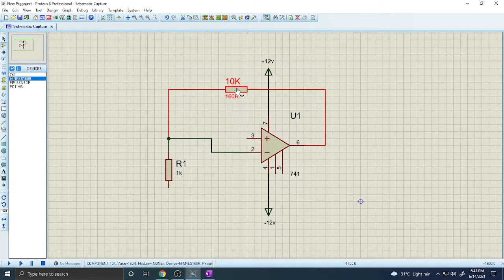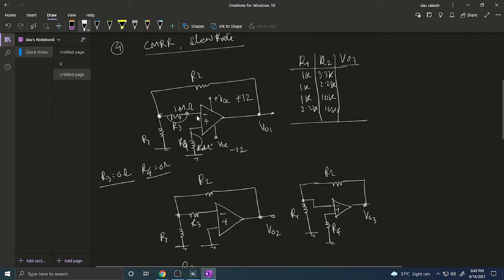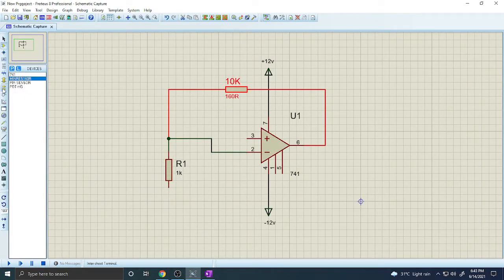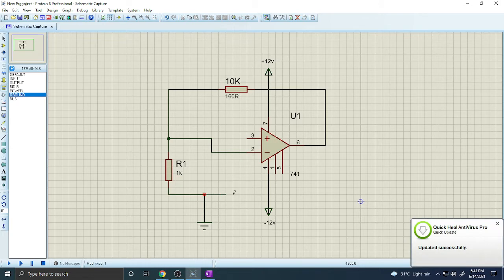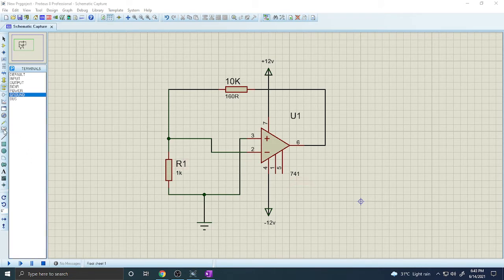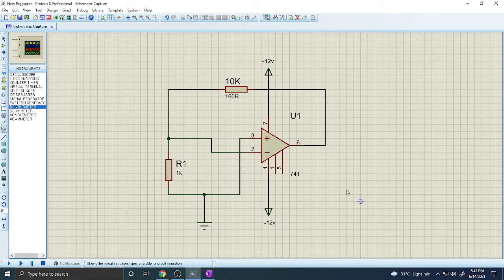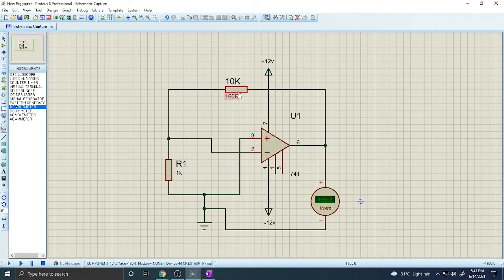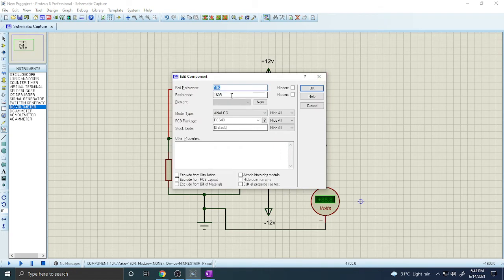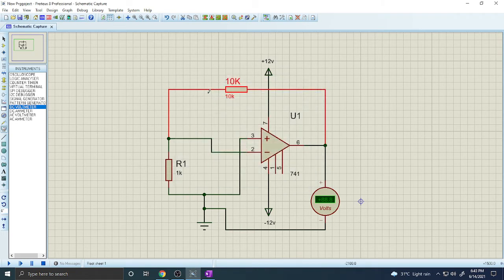Now this is connected to the inverting terminal, and the non-inverting terminal is grounded. So now we take ground here. This is a ground pin. From this pin we connect from R1 to R1, and one is connected to R3. Now one voltmeter is connected. The voltmeter is taken from here and placed here, and again its negative terminal is connected to the ground. Now this is our complete circuit. Sorry, this is a 10K value.